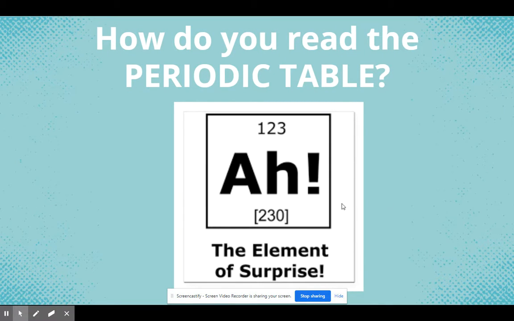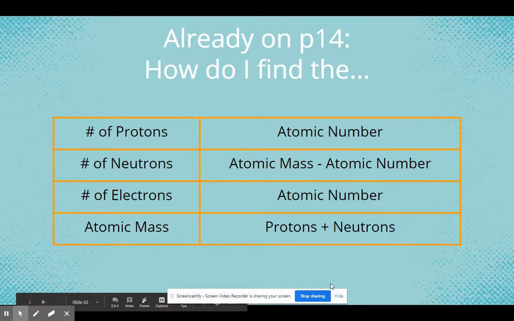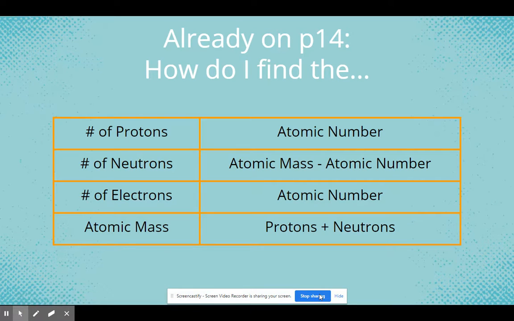How do you read the periodic table? The element of surprise. There's a lot of good puns like that. You already have this on page 14. I do need you to be able to count protons, neutrons, and electrons, and this will show you how to do it. All right. Now you guys get to actually copy this down, look at the slides in the next part of the Nearpod. Good luck.